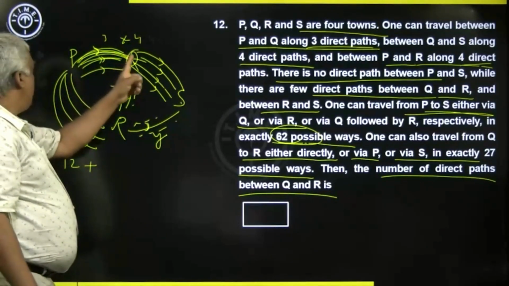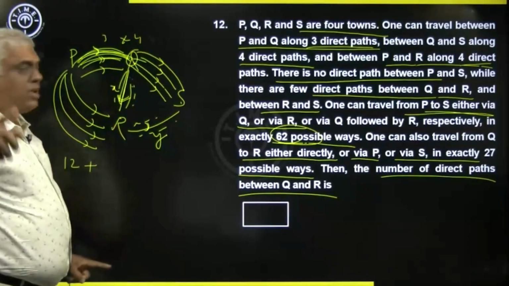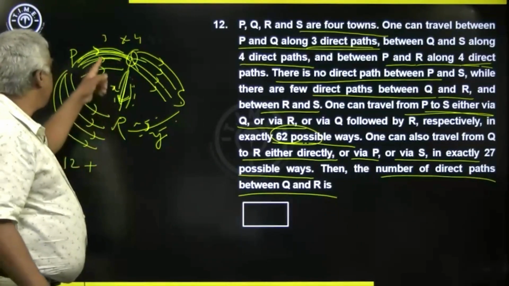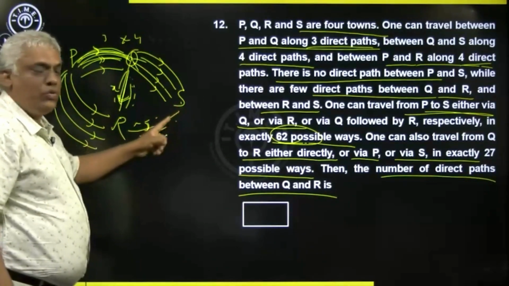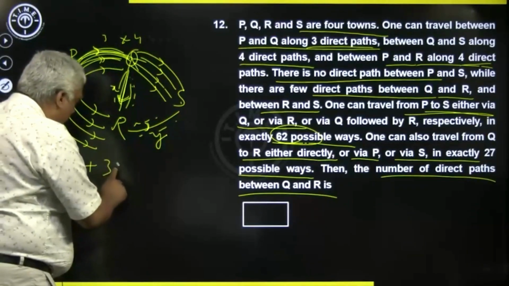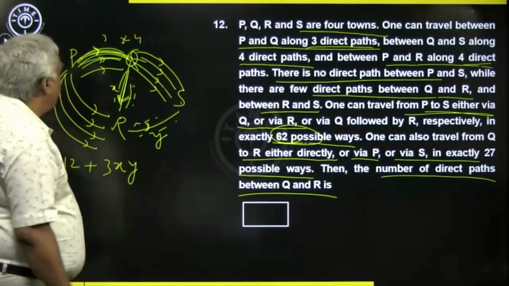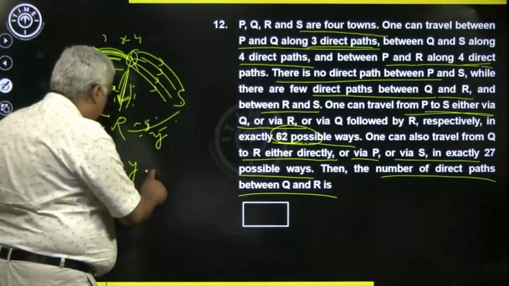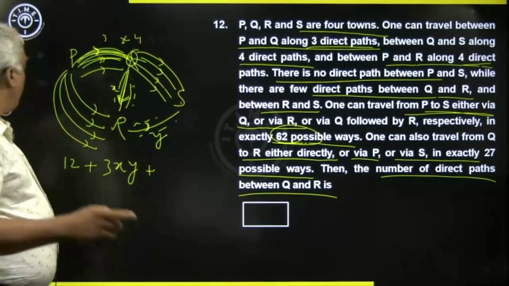So P to Q 3 ways, Q to R x number of ways, so P to R is 3 into x, and again R to S y. So it will be 3 into x into y, plus we can also go via R.